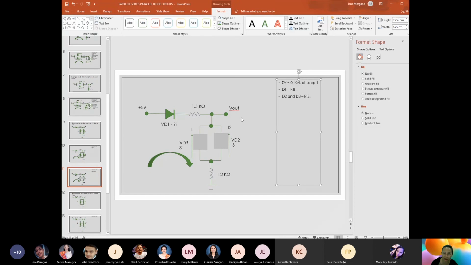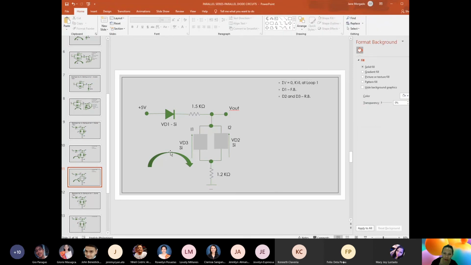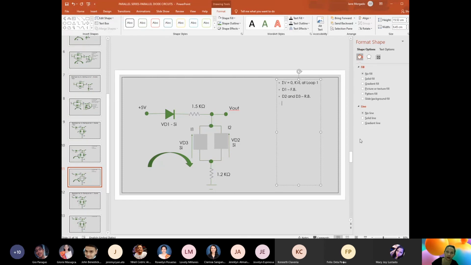Ayan, so open si D1 and si D2. But then, meron pa rin tayong V out, kahit na open sila. Okay. Anong equation natin? Starting from positive 5 to V out tayo. Ganun mangyari, no? Positive 5 to V out.